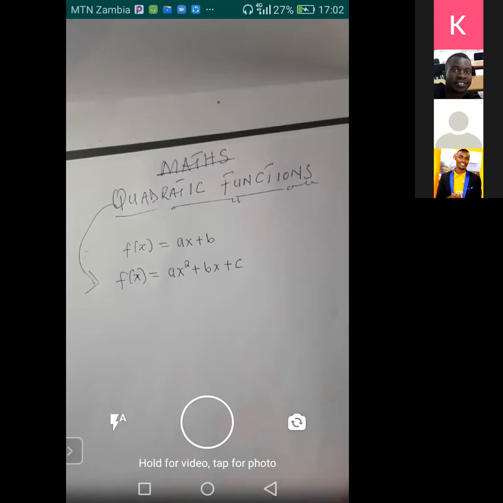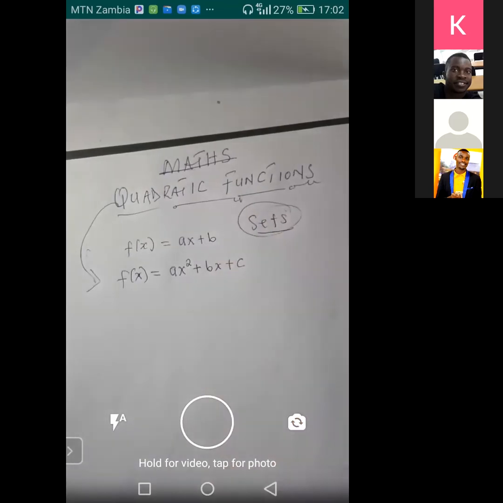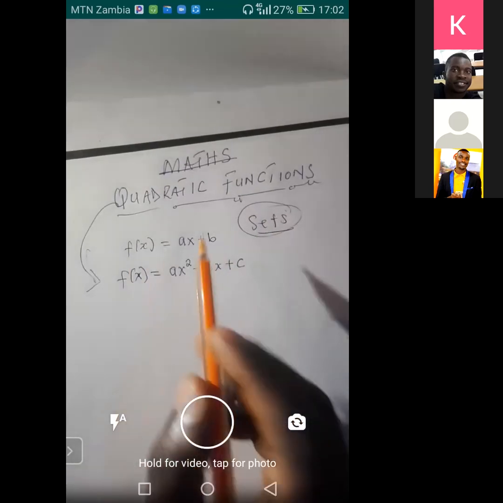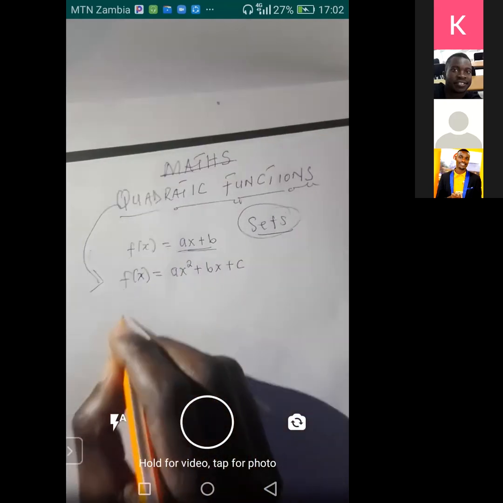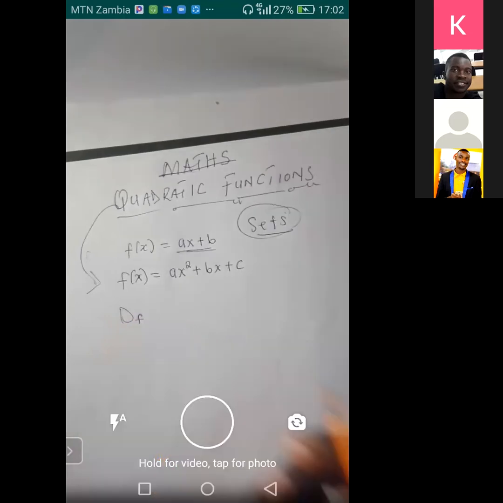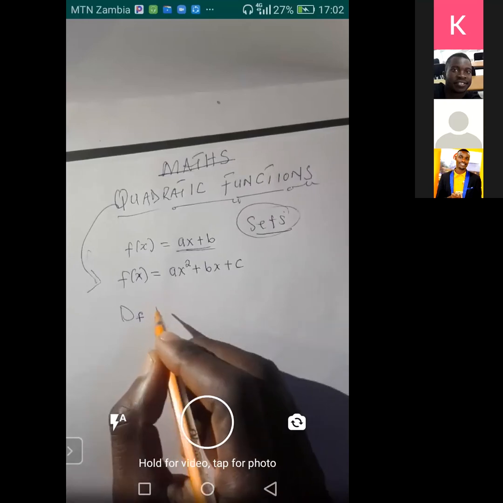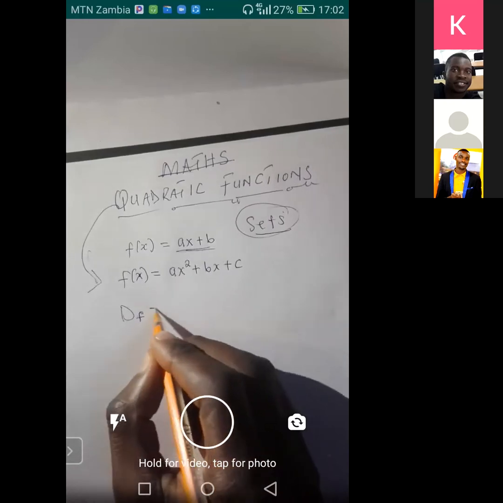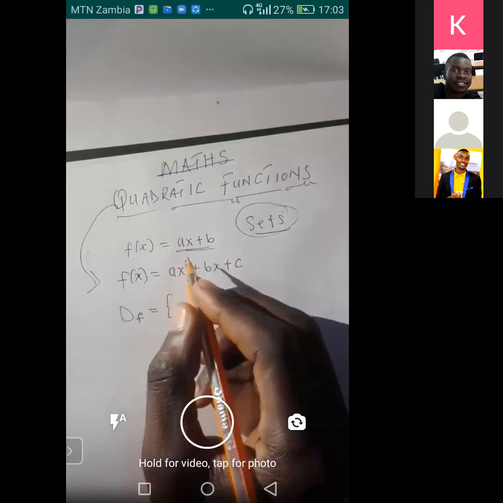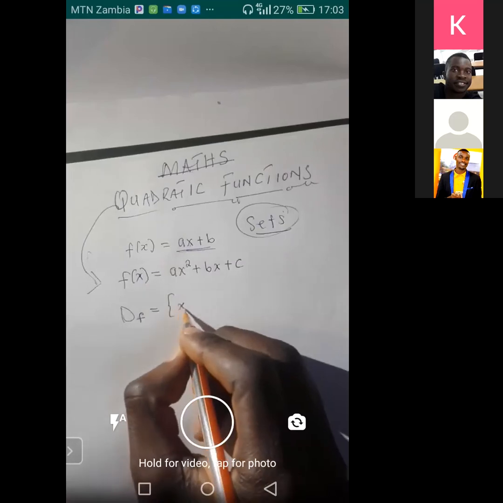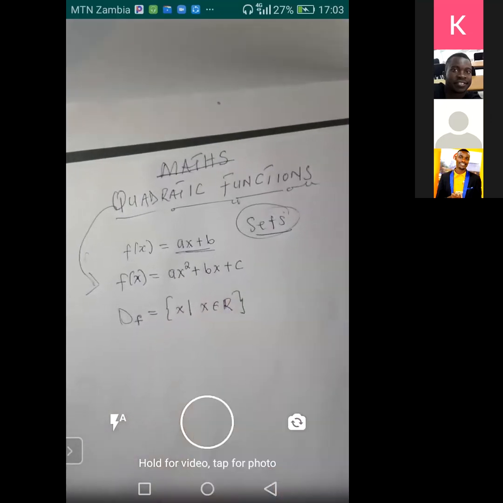So knowing that you guys are first years and knowing that you've done sets, I want to mention this. The domain of a linear function is simply all the real numbers, which you can write in this form. The domain, we talk about the values of x. So it's {x such that x is a real number}. So that is the domain of a linear function. This is just a recap.